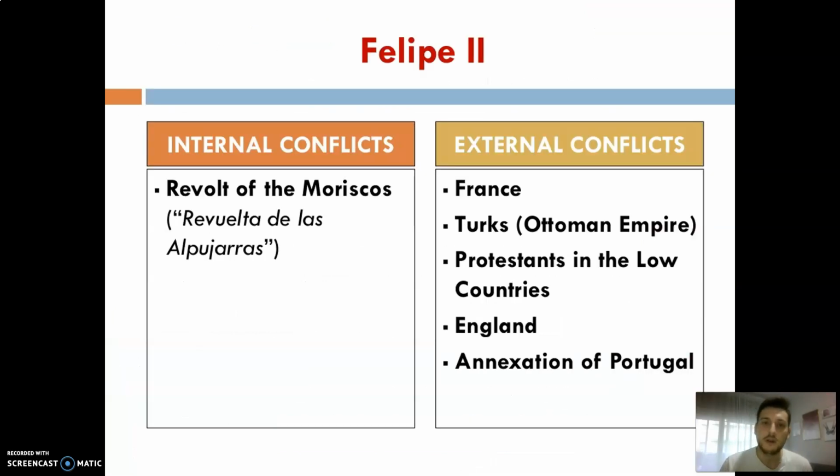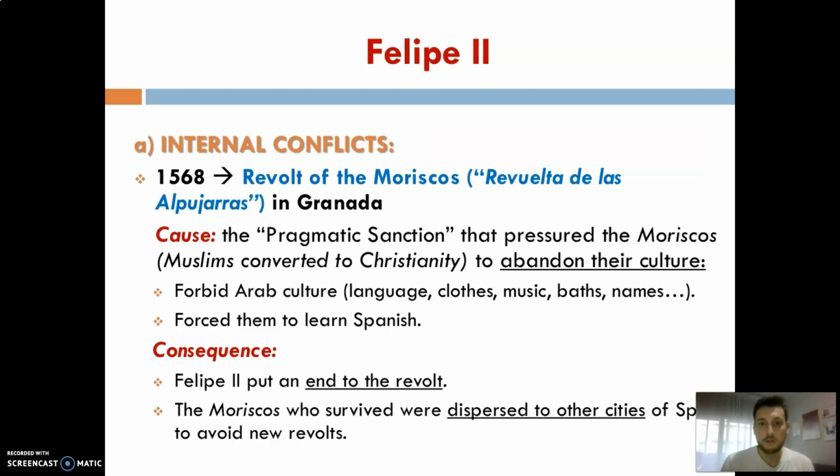Okay. Well, we can see two different kinds of conflicts: internal conflicts and external conflicts, just as we have seen in our last class with Charles V. So the principal internal conflict was the revolt of the Moriscos, la Revuelta de las Alpujarras in Granada. In case you have been in Granada, Alpujarras are mountains that are near Sierra Nevada.